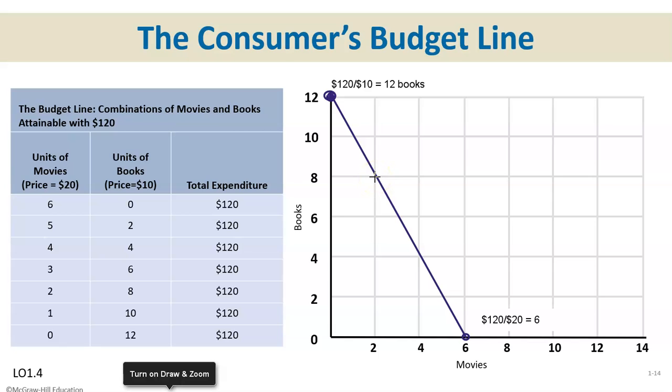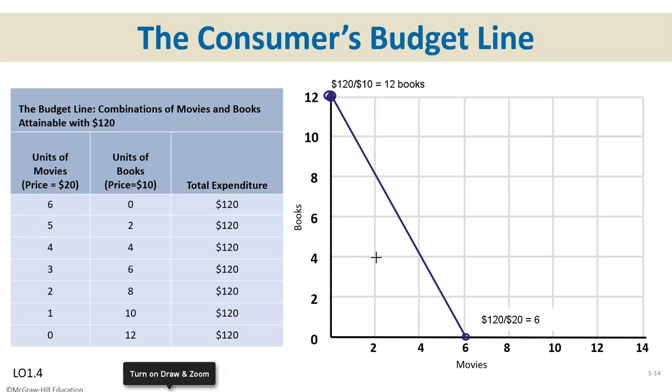So if we're on the line, they've spent their entire budget. That's why we call it the budget line. If they're below the line, so for instance, if we're at this point where they're purchasing 4 books and 2 movies, right here, this point is what we call attainable. It's possible they have enough money to buy 4 books and 2 movies, but they actually have some money left over if we're underneath the line. So this is called an attainable point.